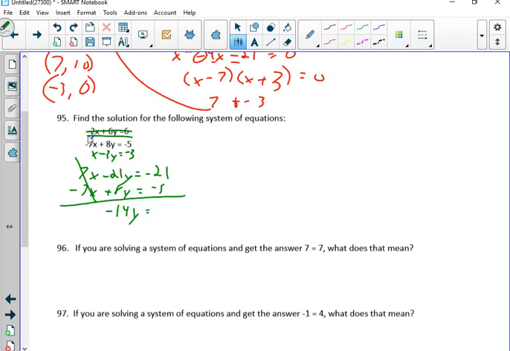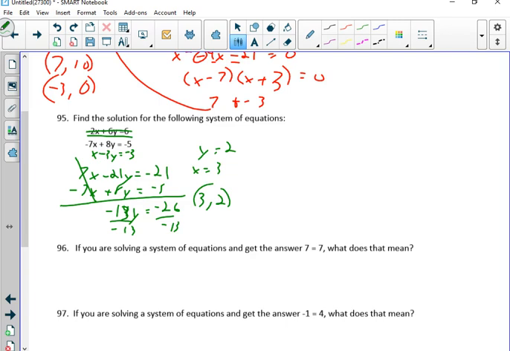Negative 21 plus 8 is going to be negative 14y equals, how about we subtract correctly, that's going to be 13y, 8 and 3 is 11, which is going to equal negative 26, divided by negative 13, I get y is 2. Now I would plug 2 back in to any one of these, and I find out that x is 3. So there's my answer. Remember, always write it as a solution.